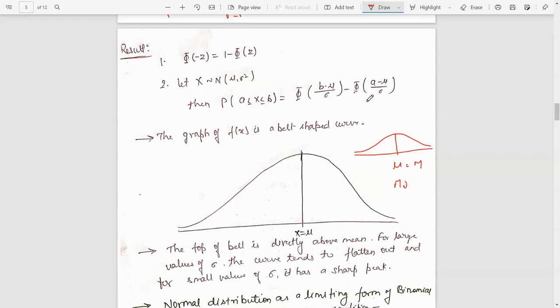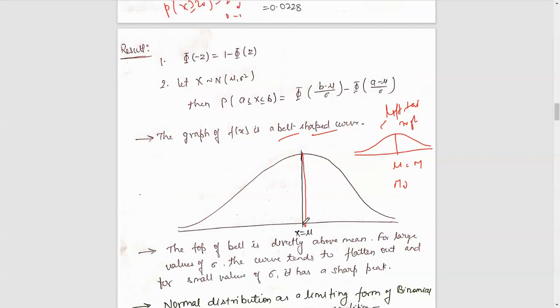Later you will learn about left-tailed distribution, right-tailed distribution, skewed distribution, skewness, and kurtosis. But if you're talking about a perfect normal distribution, it will have a bell-shaped curve, and the mean, median, and mode will all coincide at a single point, the topmost point. The corresponding value of x is the mean, median, and mode.